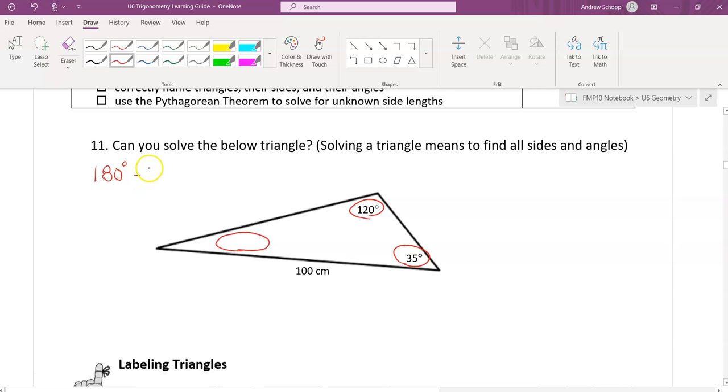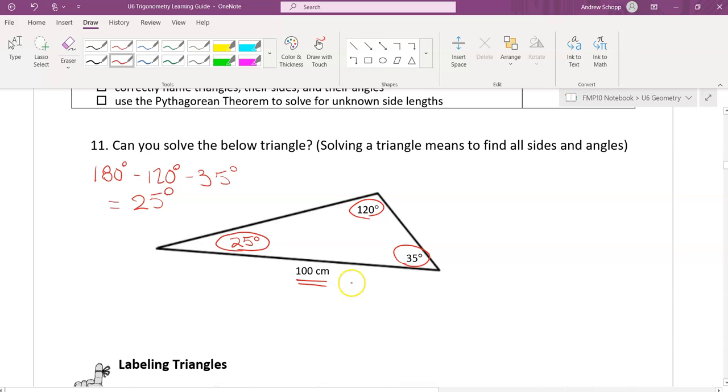So if we know that one of the angles is 120, we can take that away from 180. And the other angle is 35. We can remove that as well. And when we do that, we'll end up with 25 degrees. This leftover angle here will be 25 degrees. So we found all the angles, but we only have one side length.